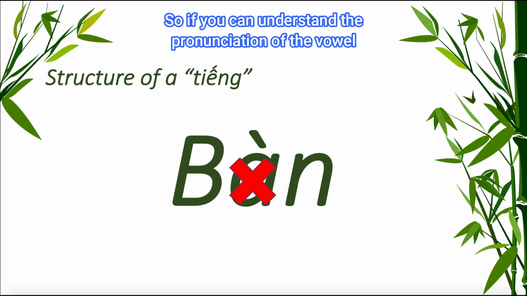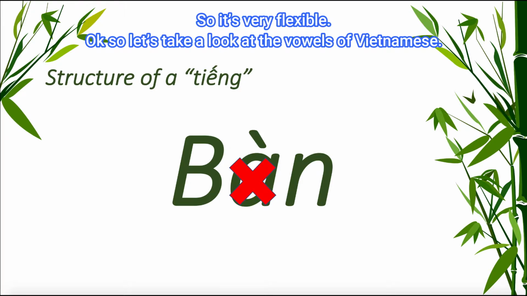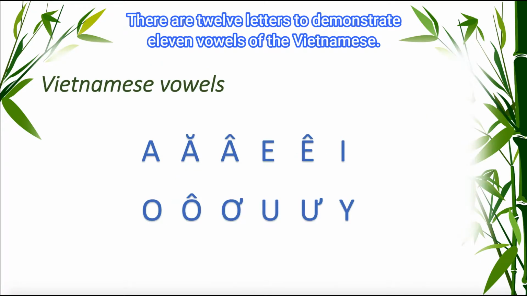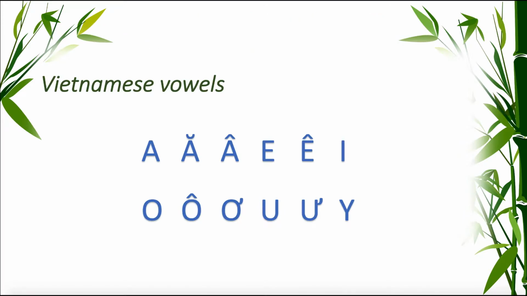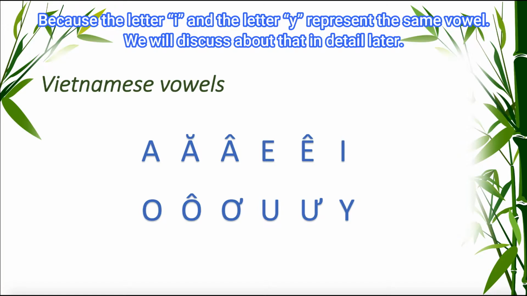So if you can understand the pronunciation of the vowel, you just simply add some consonants and some tones, and you can have lots of combinations of pronunciation. So it's very flexible. Okay, so let's take a look at the vowels of Vietnamese. There are 12 letters to demonstrate 11 vowels of Vietnamese. So actually more than English. Why did I say there are only 11 vowels? Because the letter I and the letter Y represent the same vowel. We will discuss that in detail later.